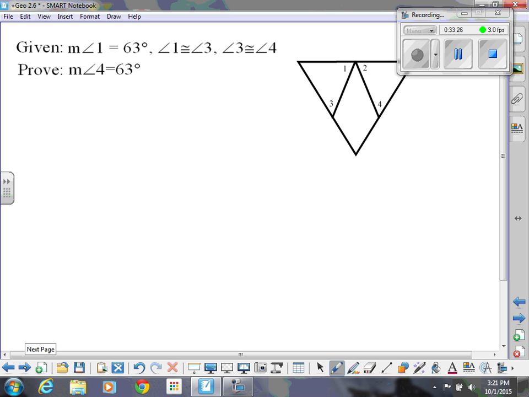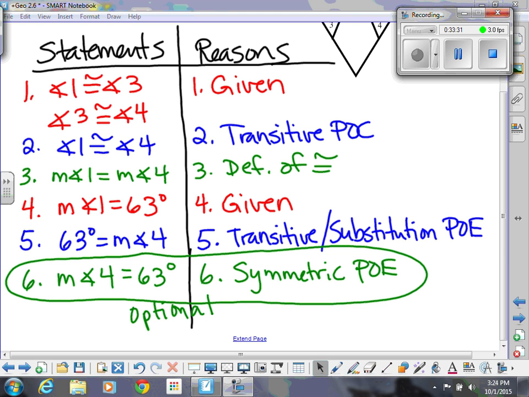All right, so I'm going to pause again, and you do the next one. Okay, so you should start with your given. I started with just those congruent statements, and then I used the transitive property of congruence to state that 1 is congruent to 4. Then I made the switch to equal, so I changed angle 1 is congruent to angle 4 to the measure of angle 1 equals the measure of angle 4.